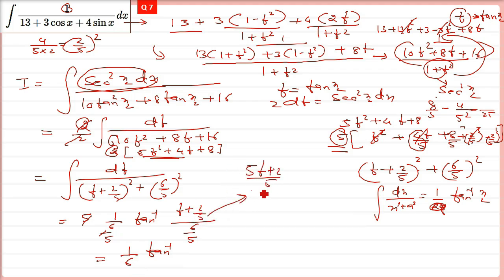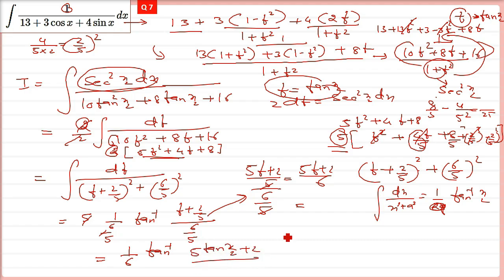So 1 by 6 tan inverse of 5t plus 2 by 5 over 6 by 5. 5 gets cancelled. You have 5t plus 2 by 6. What is t? It was tan x by 2. So 5 tan x by 2 plus 2 divided by 6. Now this is inside the bracket, plus constant of integration. That's your final result.